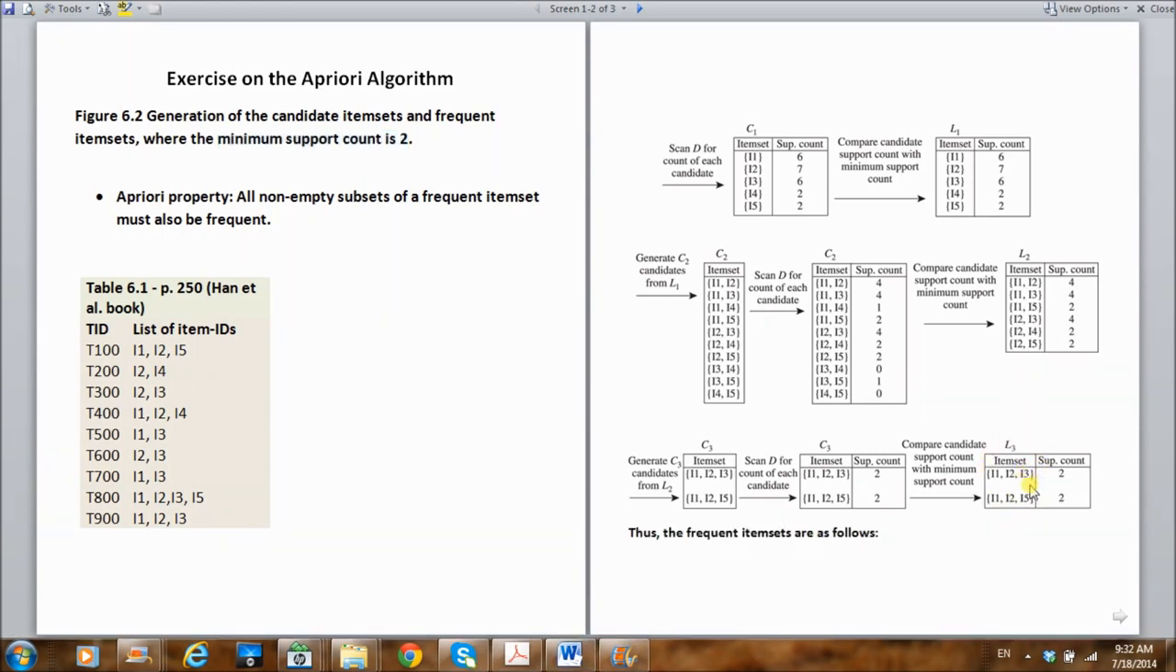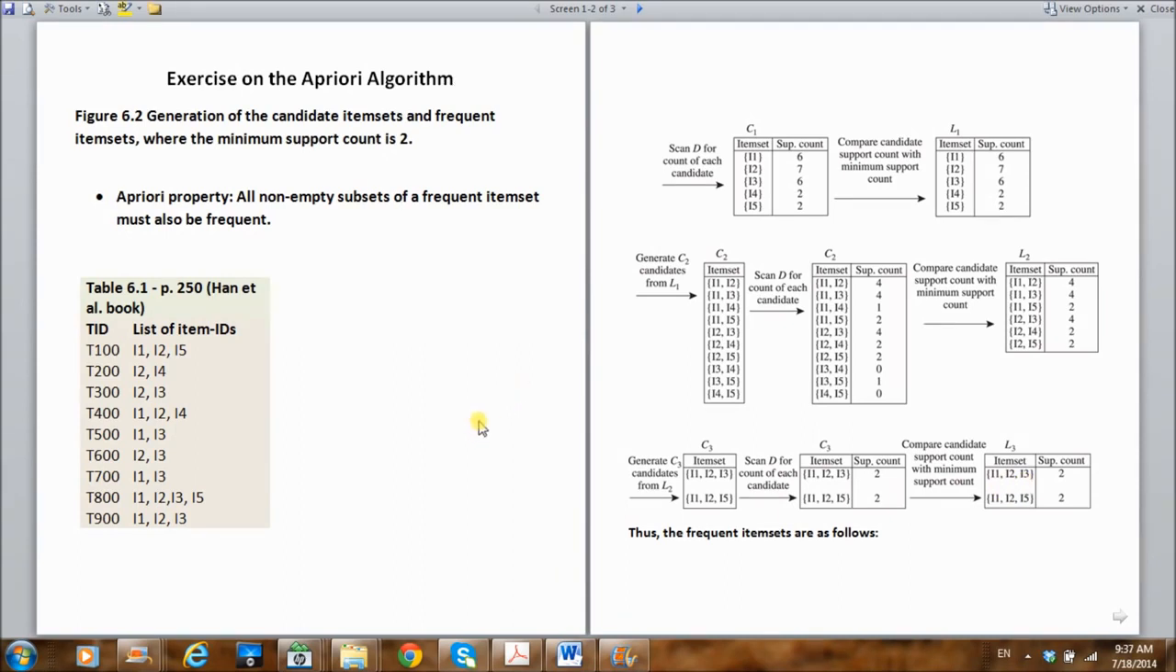From these level 3 frequent item sets, we can generate 4 item sets. If we join these two, it will be {I1, I2, I3, I5}. Then we need to check all the subsets. But if you look at the data, there's only one transaction with 4 items, so that does not meet the minimum support count of 2 anyway. So we don't even have to bother checking the subsets. Okay, so we're done.